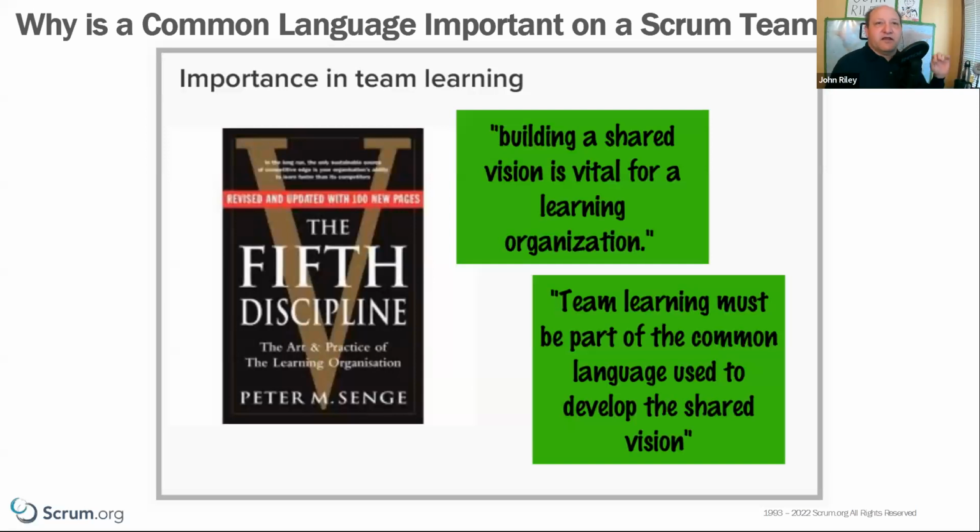Okay. He goes on by saying that team learning must be a part of the common language used to develop the shared vision. Okay. Again, we're referring to this common language and its importance in team learning. All right. So when we come together as a team and form that trust with the Scrum values, this common language to develop the shared vision becomes very important. Right.